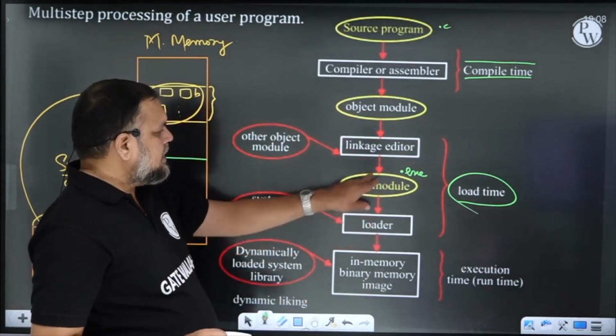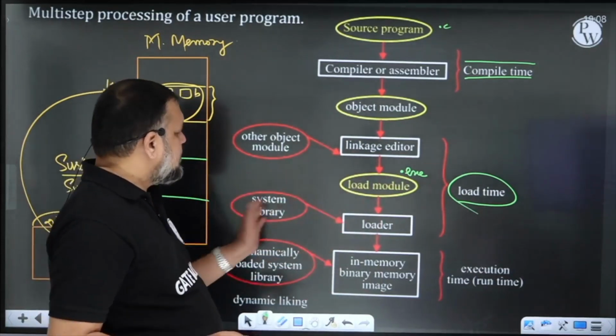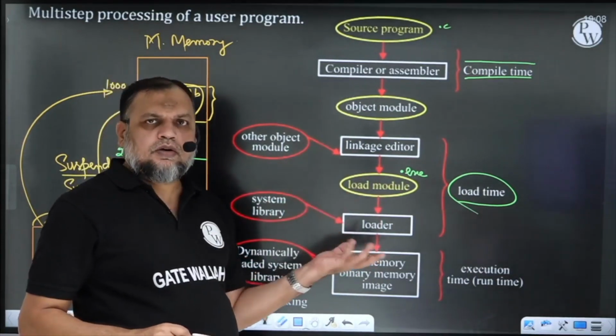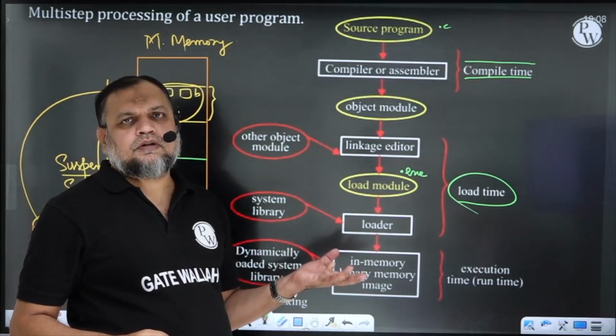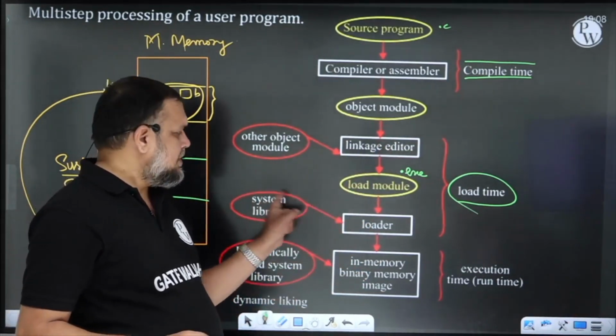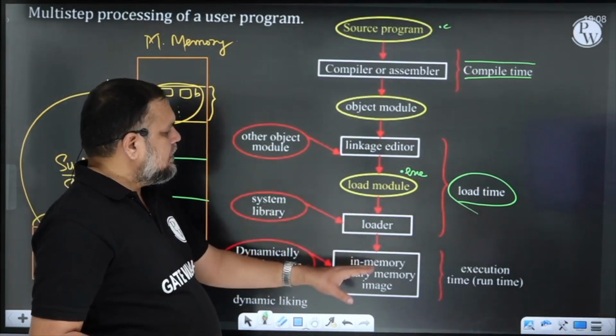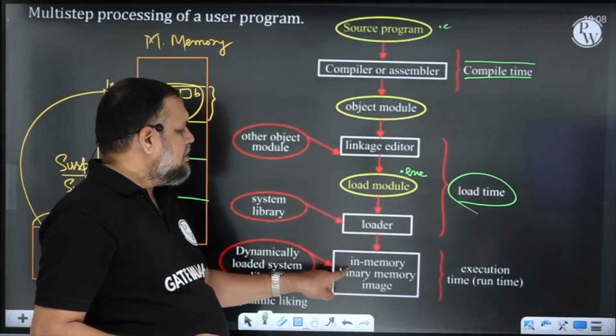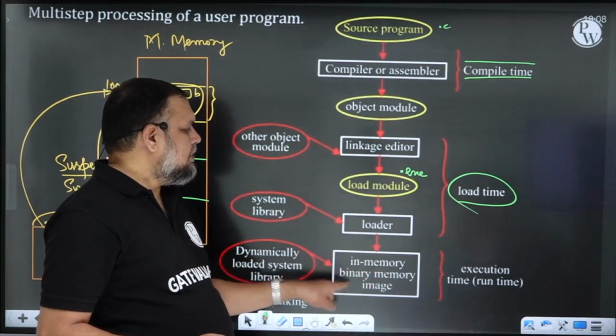The loader will take the loadable module and other system libraries which are needed. The loader is given information that these modules are needed, so I have to load them in memory. The loader will load them. So now we say in memory. Binary means the executable memory image of the program.